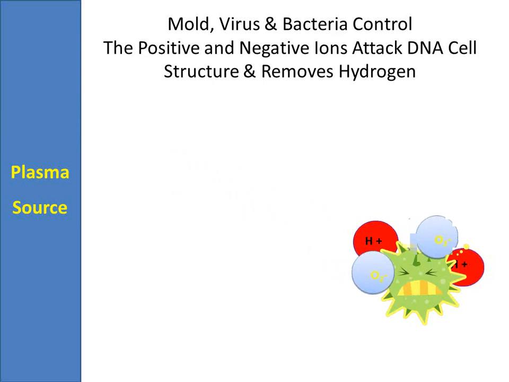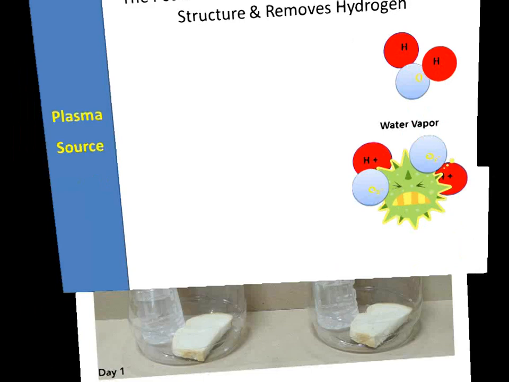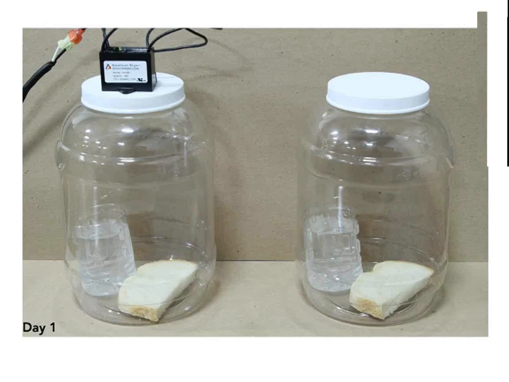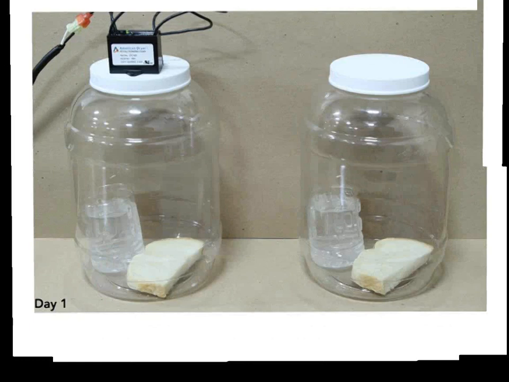And I can't show you that live, but I can show you a quick little demonstration. These are two plastic jars, with one of the needlepoint bipolar ionization, one on the left, a piece of bread and some water. This is day one. And after day 12, you can see the application on the right that's just full of mold, but the one on the left is perfectly clean.